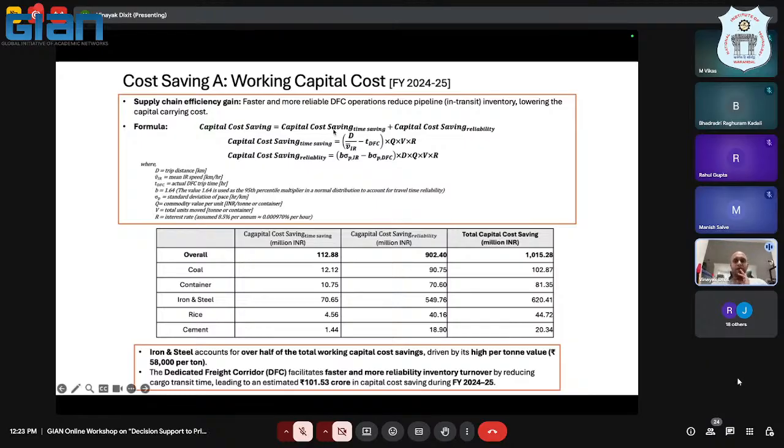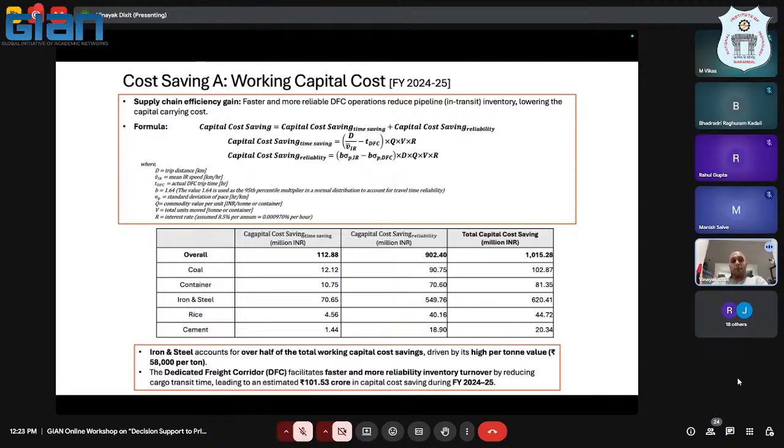So what you do is you look at the travel time on what it would have taken on the Indian Railways minus the travel time on the DFC. So that tells you the travel time savings. Then I multiply that with the commodity value per unit. So let's say I'm using coal. Coal's value is 10 rupees per ton. So that is the money, the coal at 10 rupees per ton that is just sitting. So that is the per unit cost of that commodity.